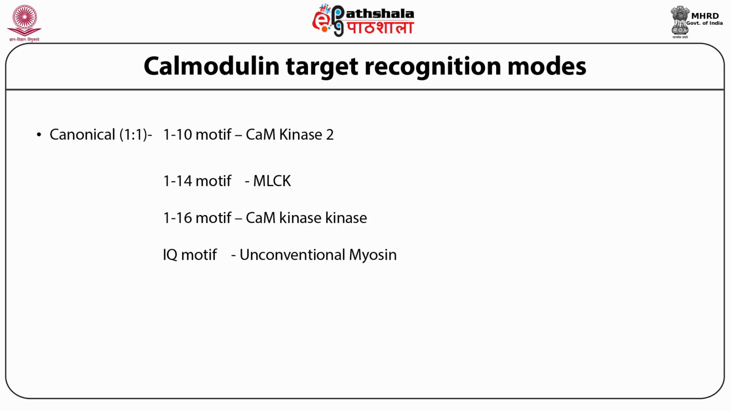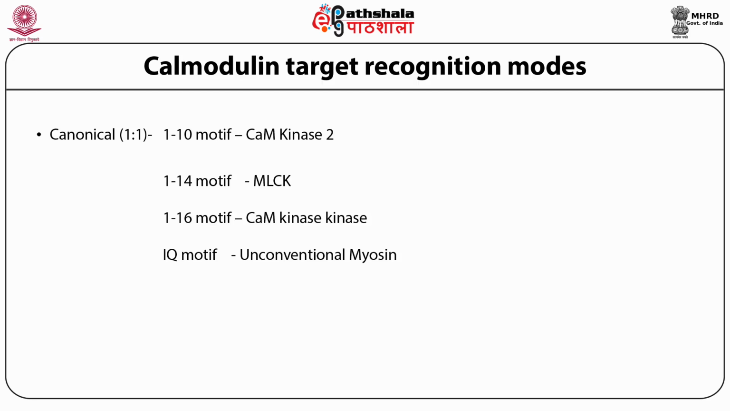The IQ motif is generally seen in the unconventional myosins, where the IQ motif is isoleucine followed by glutamine. It also has a similar pattern of residues, where the first residue is isoleucine and it has a specific pattern of residues, for example the sixth is a glycine, and it has another hydrophobic residue at the end.